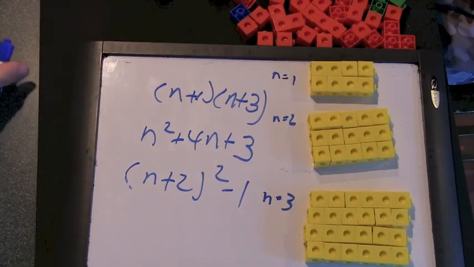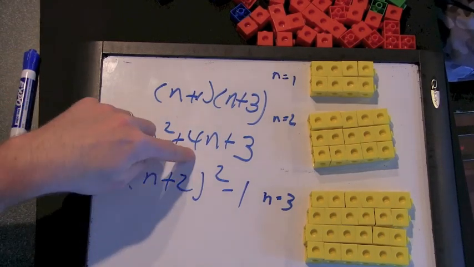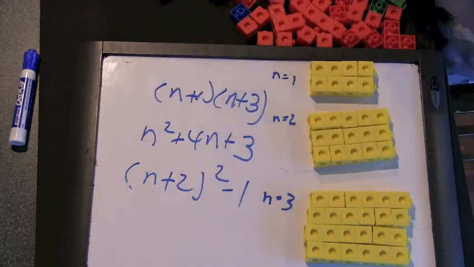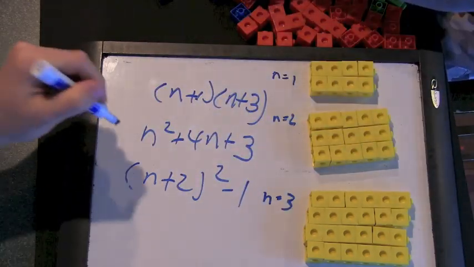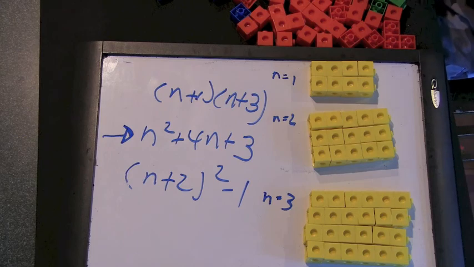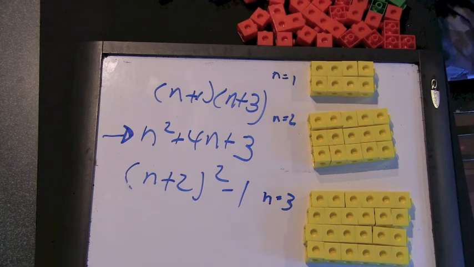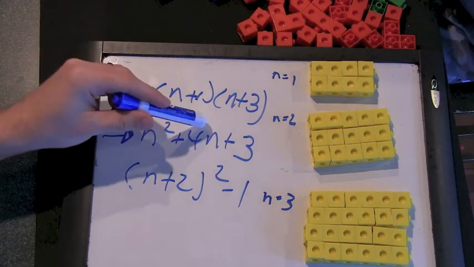Okay, so here's the next equation: n squared plus 4n plus 3. How do you want to think about those numbers? Well, this time you could start out at 1 again. Okay, start out at 1. Well, 1 squared plus 4 plus 3, so 5 plus 3 would be 8. Okay. So how do you want to make that 8 as a shape to represent n squared plus 4n plus 3?